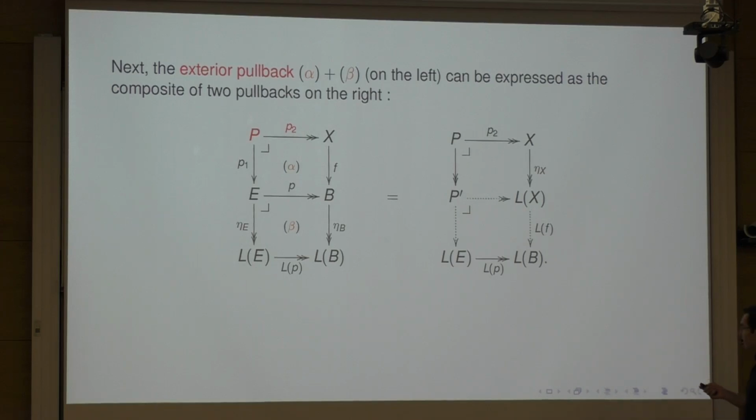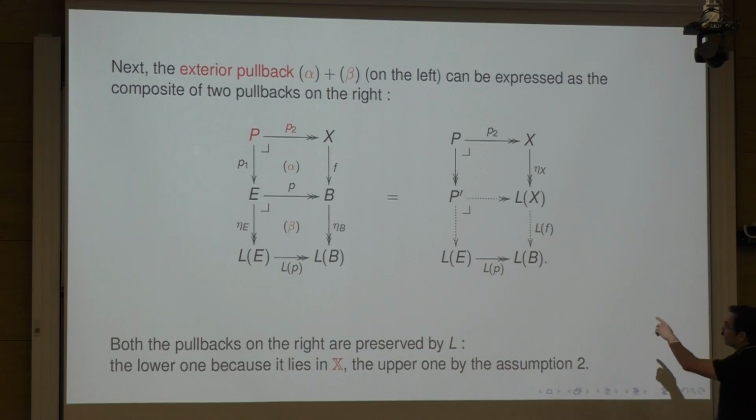So if we look at the lower square on the right, we see it's a limit of local objects. So it's again in the subcategory. Of course, it will be preserved by the localization. Whereas the upper square on the right is exactly of the form for which we know that the localization preserves pullbacks. So it's of the form P. So both these squares are preserved by L. So L of alpha plus L of beta will be a pullback.